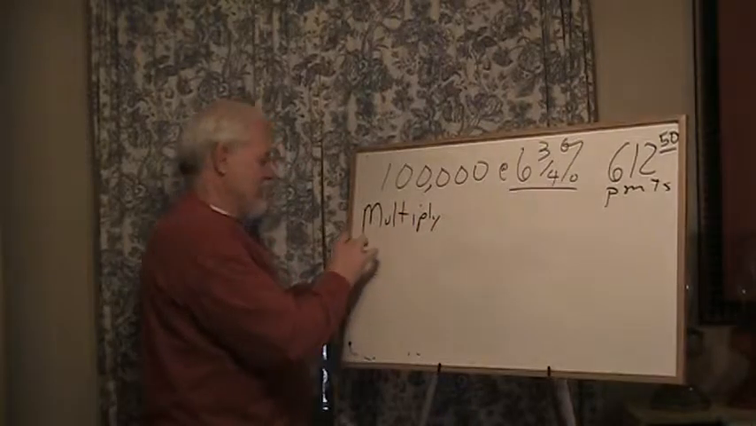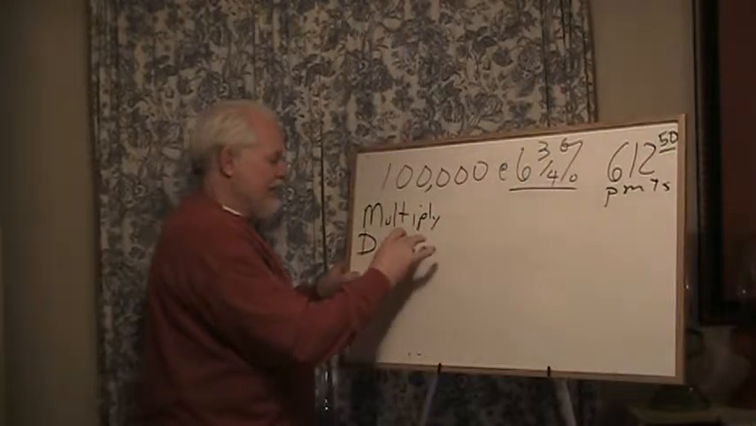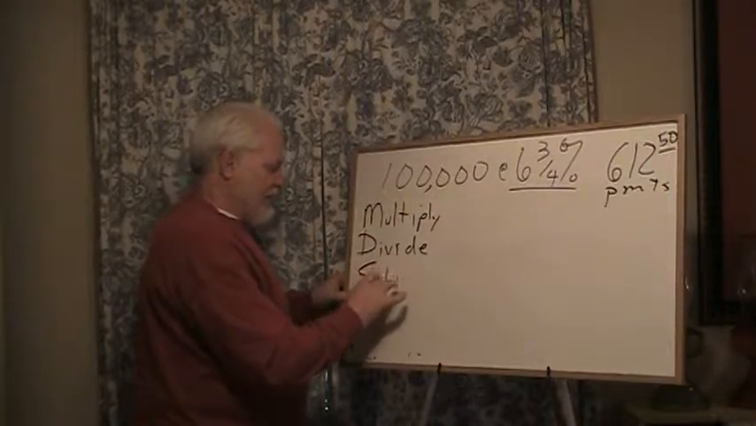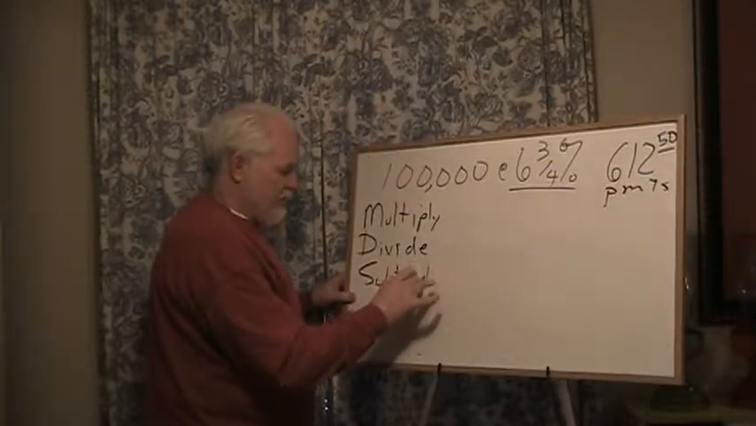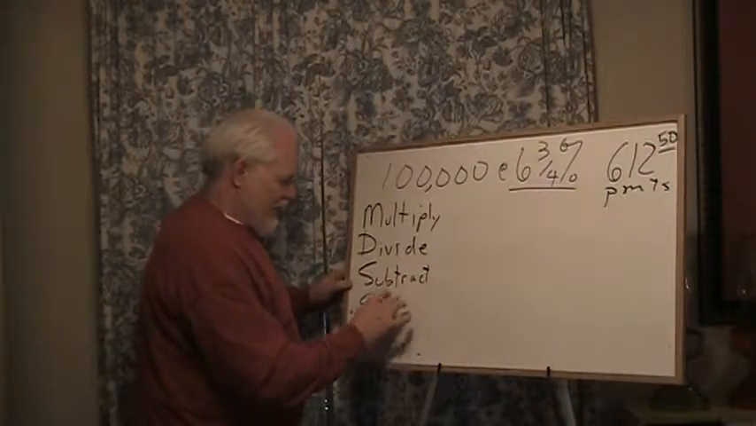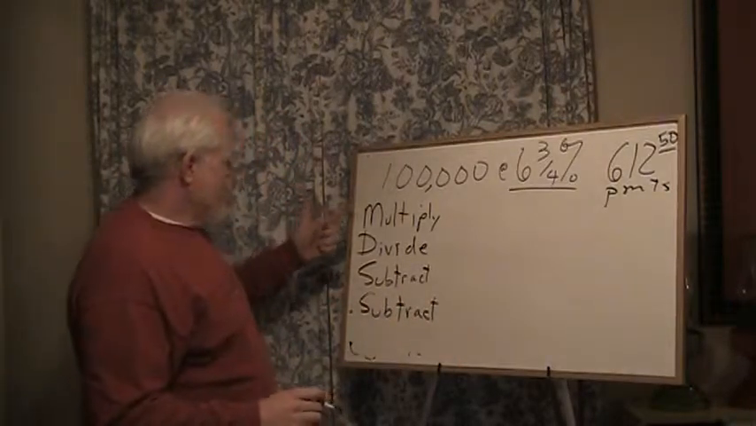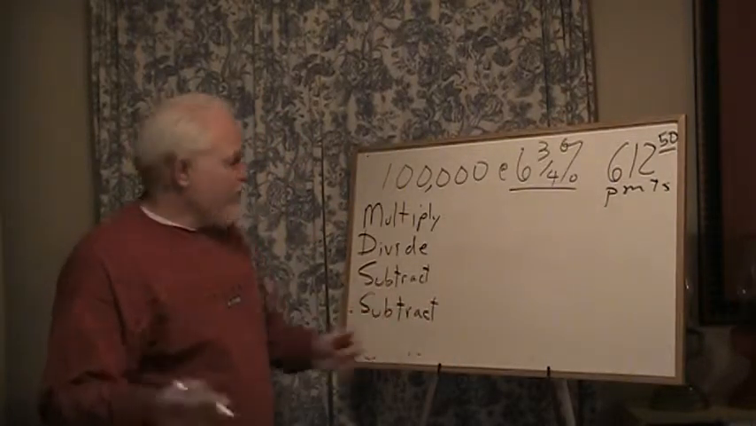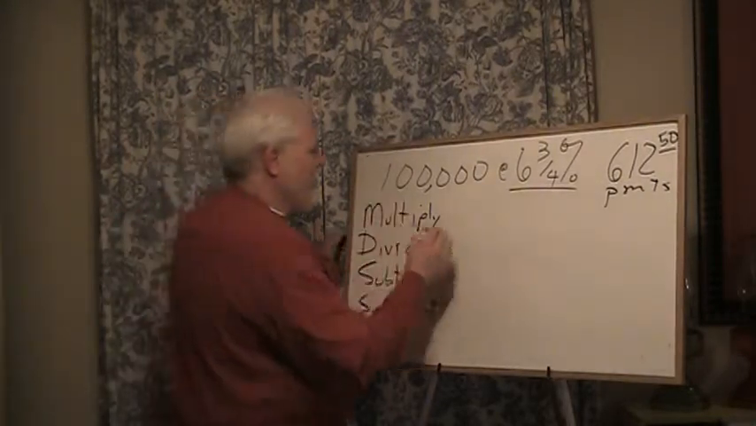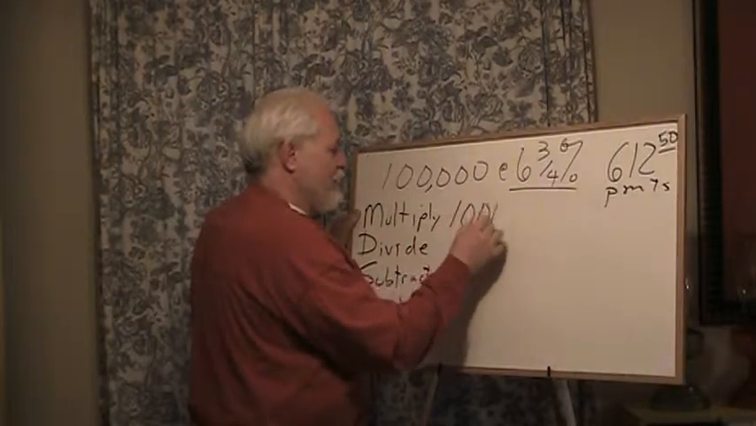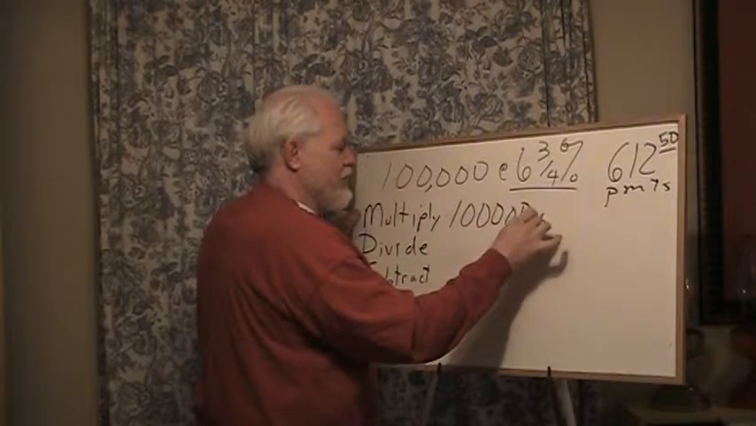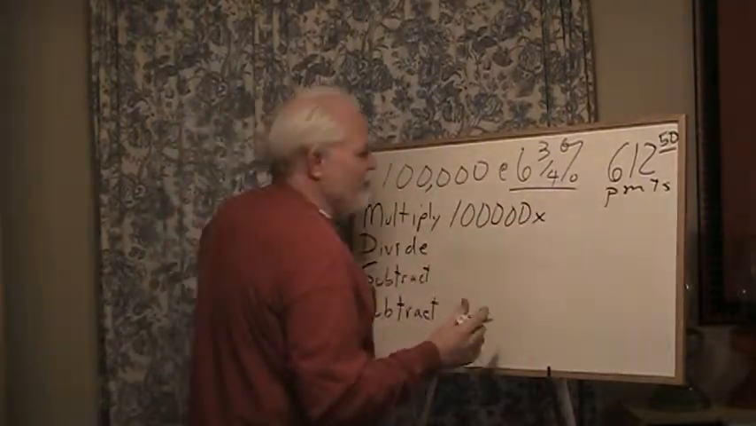Now, the way I learned this was a 4-step formula. Multiply, divide, subtract, subtract. So we're going to multiply the principal, $100,000, times the interest rate.